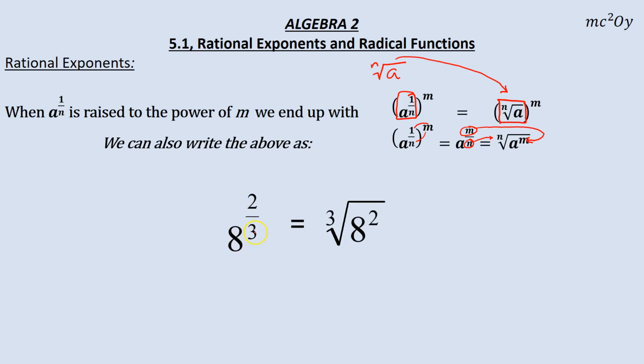8 to the 2/3 power. Well, the 3 is your index, your root there. The 2 is what we're raising 8 to. And you could also think of it like this, like our book likes to. So that would be the 3rd root of 8, and you could put the 2 out here.